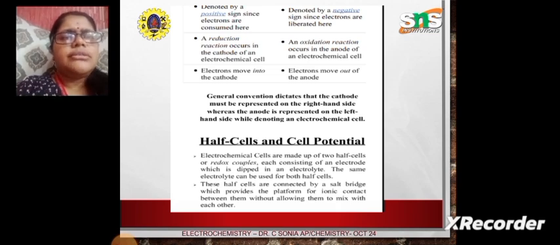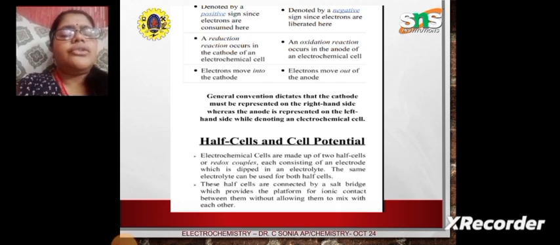A reduction reaction occurs in the cathode of an electrochemical cell. An oxidation reaction occurs in the anode of an electrochemical cell. So whether it is a negative charge or not, despite the charges, in the anode only oxidation will take place, and in the cathode the reduction reaction will take place. Then in the case of the cathode, electrons move into the cathode, and in the anode, electrons move out of the anode.